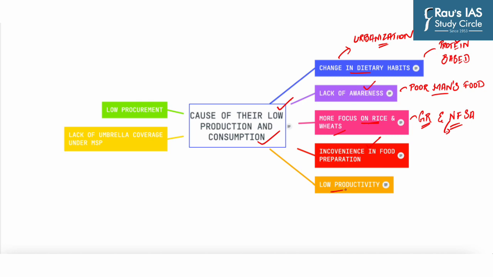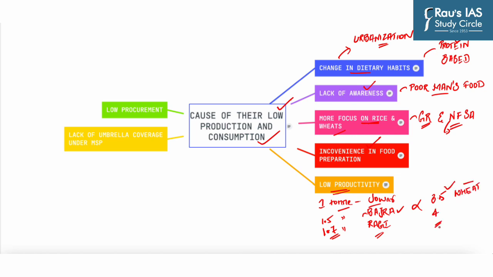Next challenge is low productivity. For farmers, low per hectare yields: the national average is roughly 1 ton for jowar, 1.5 ton for bajra, 1.7 ton for ragi, as against 3.5 tons for wheat and 4 tons for paddy. Now you can see the difference between the per hectare yield.